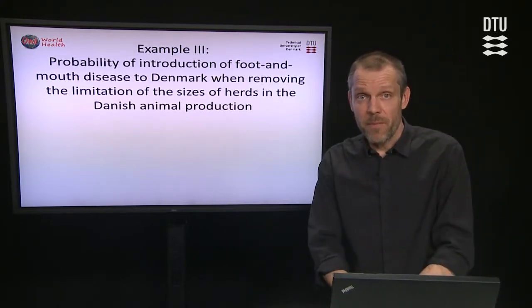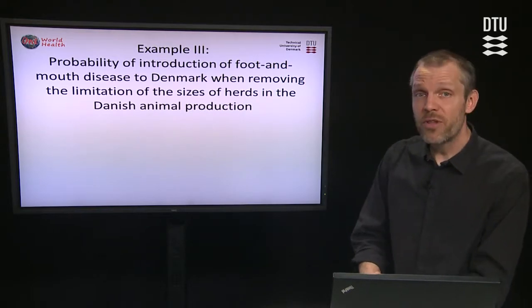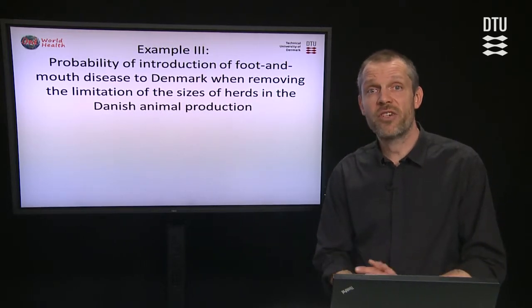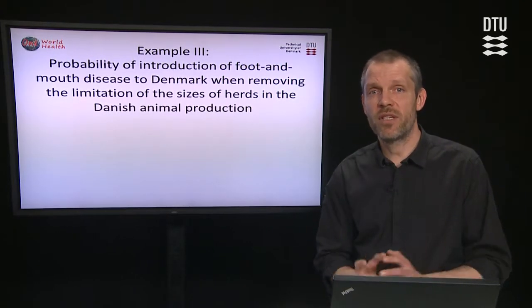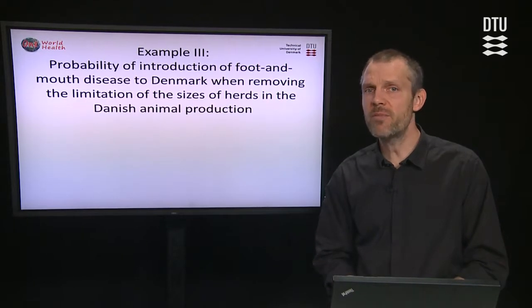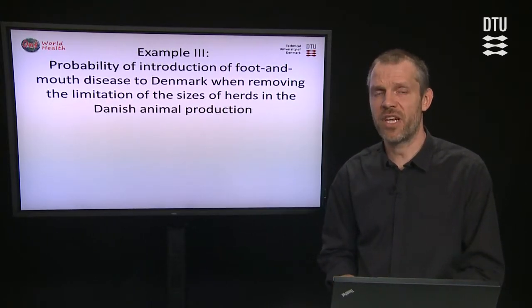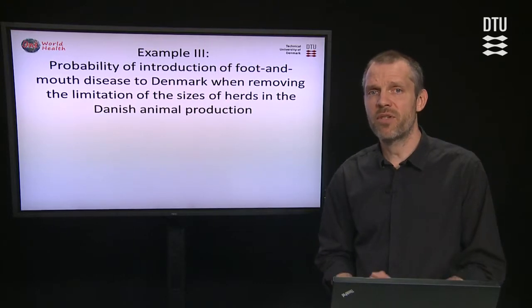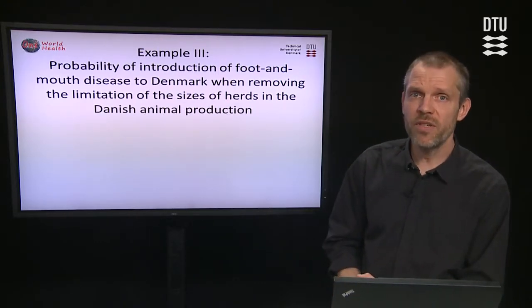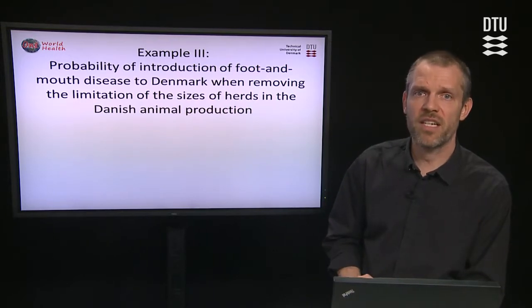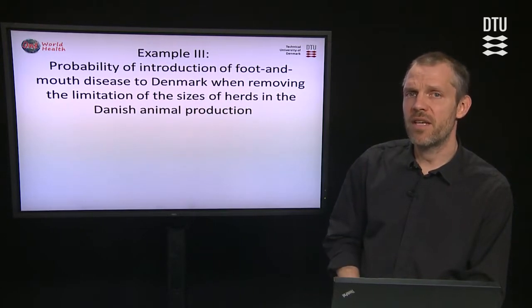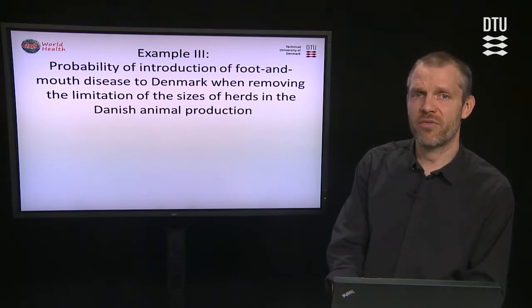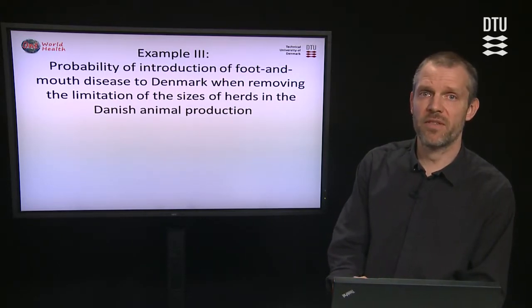The third example is an example we did with foot and mouth disease, introduction of foot and mouth disease to Denmark. And the background for this, there was a discussion between the government and the industry that they want to remove the limitation of the size of herds in Danish animal production. Previous, we have a limit size of 500 animal units. That one animal unit is approximately one cow. So 500 was the maximum size. And then they wanted to remove that. And there was a worry that what will happen with the risk for introduction of exotic diseases, and in this case foot-and-mouth disease.